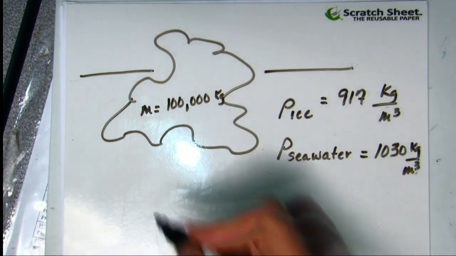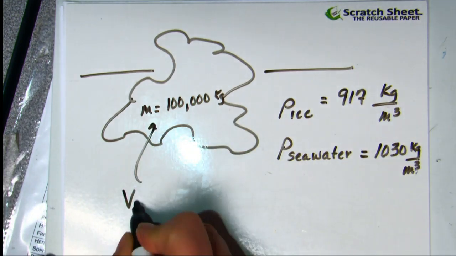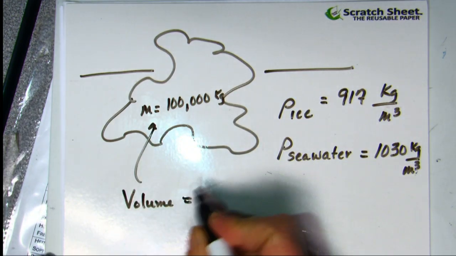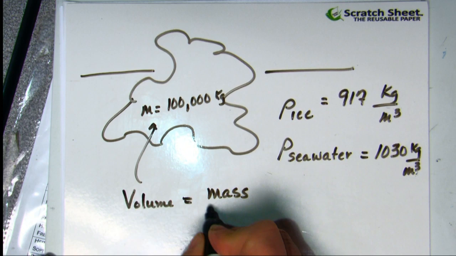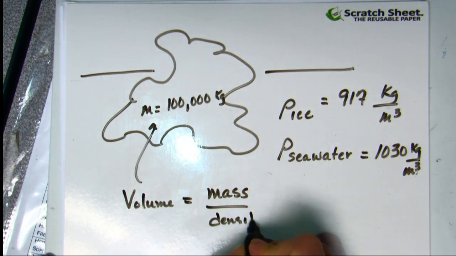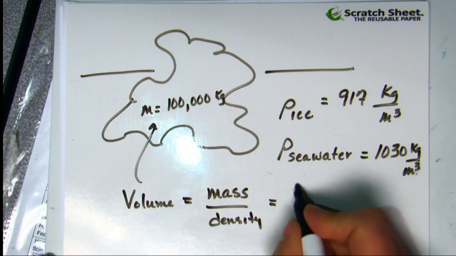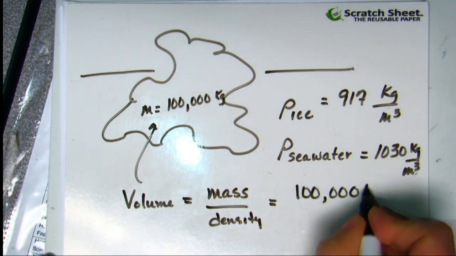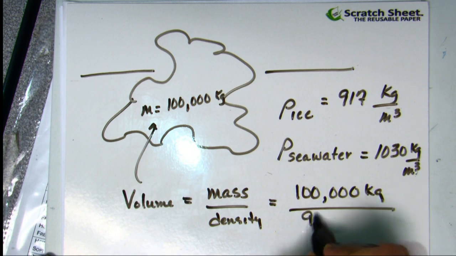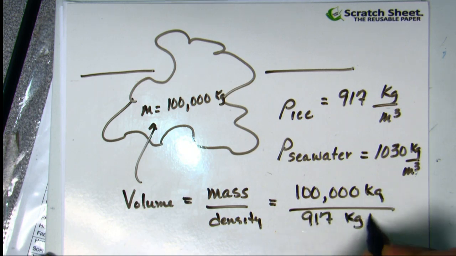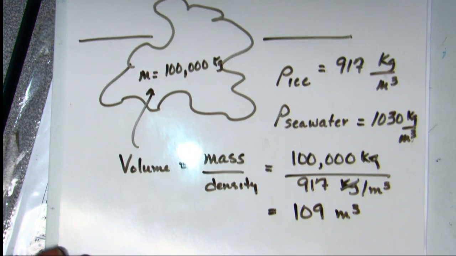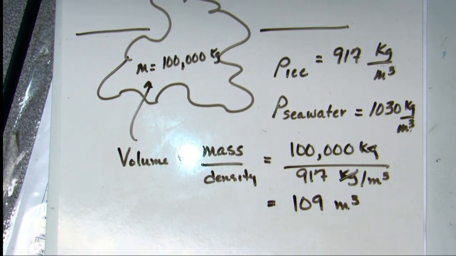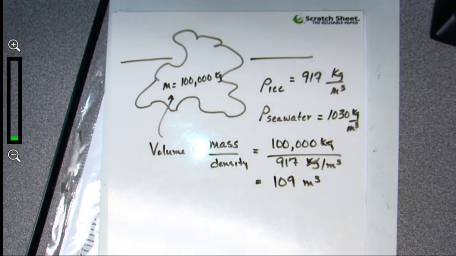So the first thing I have to do is calculate the volume of the iceberg. If we remember that density is mass per unit volume, the volume is going to be mass divided by the density. That's my 100,000 kilograms divided by the density of ice, which is 917 kilograms per meter cubed. It's going to give me 109 meters cubed. So that's the volume of my iceberg.